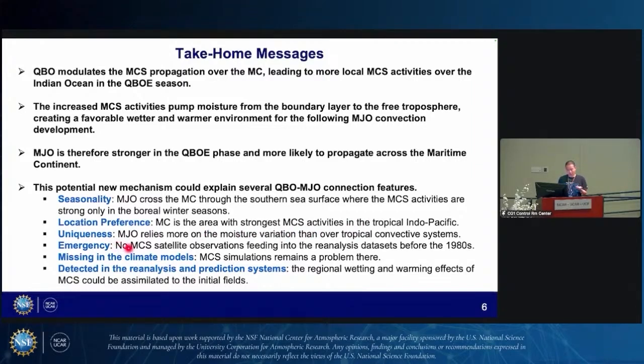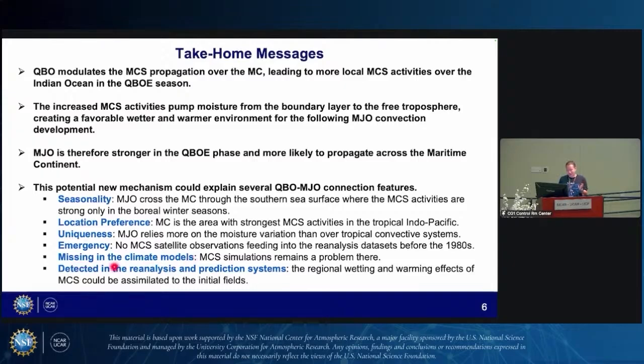And the emergence, that is probably due to a data quality problem. No MCS satellite observations were fed into the reanalysis datasets before the 1980s. Maybe the QBO-MJO connection is always there, but due to this data quality problem, we cannot detect it in the reanalysis datasets.